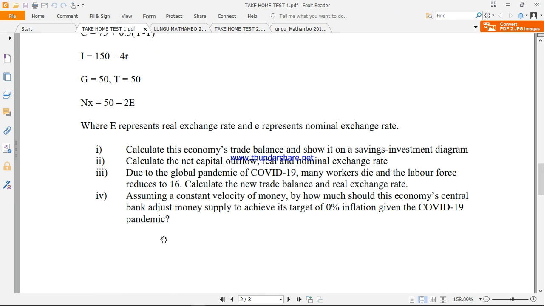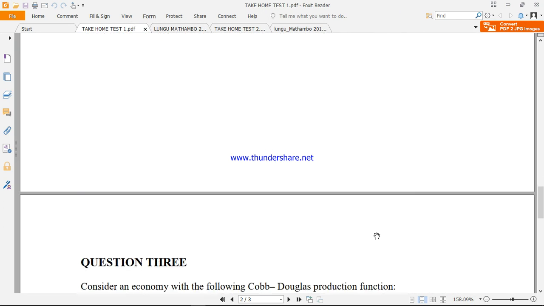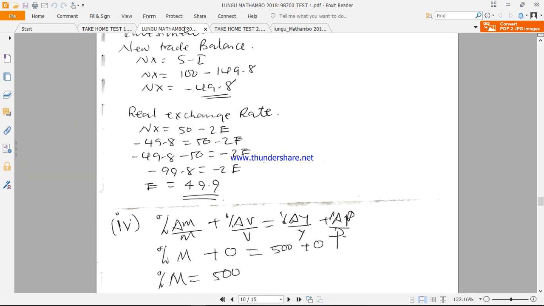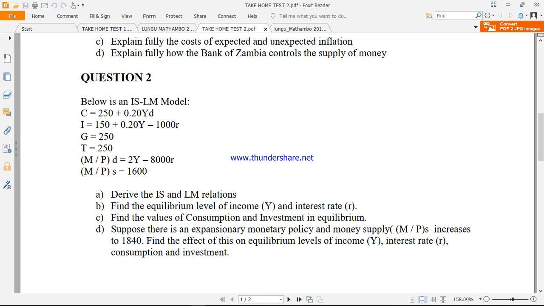Now I just want us to at least finish this, because what I thought was maybe but it's not going to be possible because it's already 30 minutes past 6.